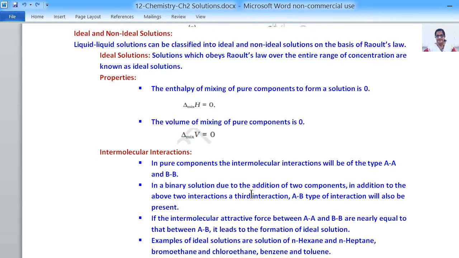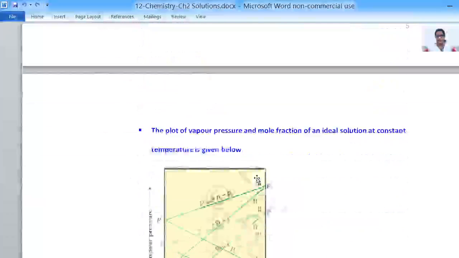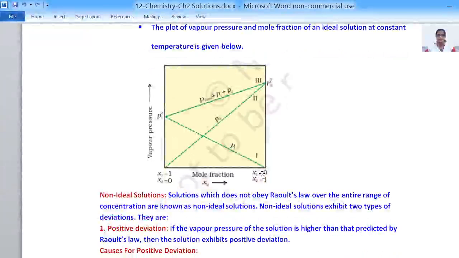Next, we will see the graphical representation of an ideal solution. Already you have seen this graphical representation in the previous session. That is, the graphical representation is this. You have vapor pressure along the y-axis and mole fraction along the x-axis.